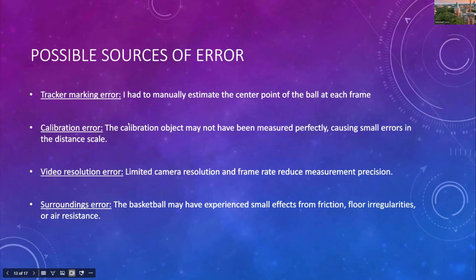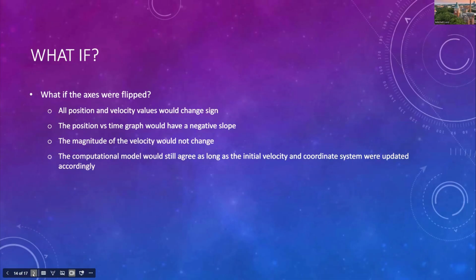Possible sources of this error could be a tracking marker error. Me having to manually mark the center of the ball each frame could obviously cause some error. Could be a calibration error if I didn't precisely calibrate Tracker right. Also, a video resolution error limited by camera resolution and frame rate may reduce measurement precision. And the surroundings, like the floor, the earth, the air, could have all played an effect on making the velocity not strictly constant.